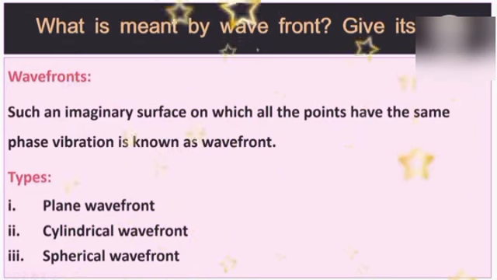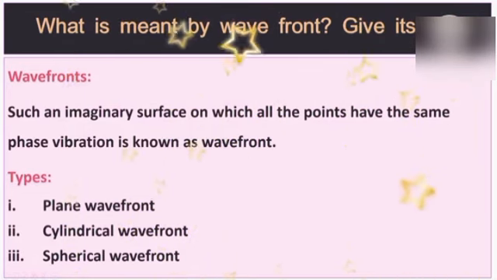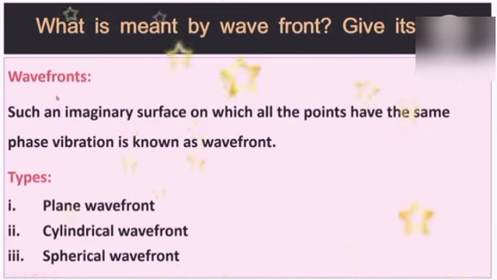What is meant by wave front? Give its types. Such an imaginary surface on which all the points have the same phase of vibration is known as wave front. There are three types of it: plane wave front, cylindrical wave front, spherical wave front.